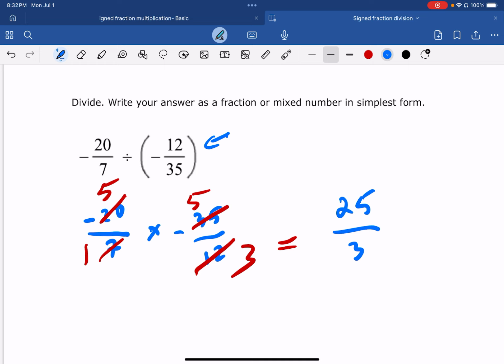Now, lest you think I ignored this, remember we had a negative here and we had a negative here. A negative and negative give us a positive. So this right here is our final answer. Hopefully this has been helpful.